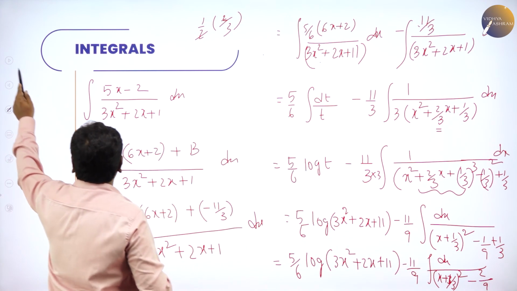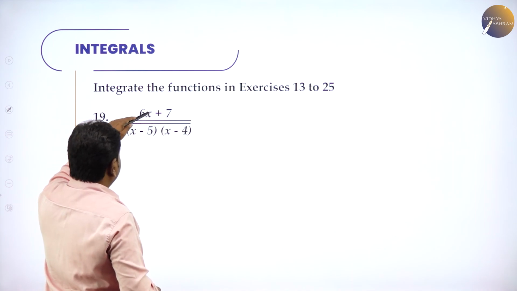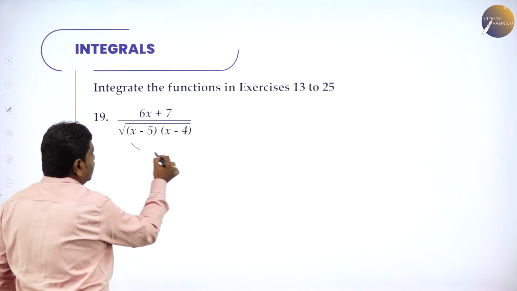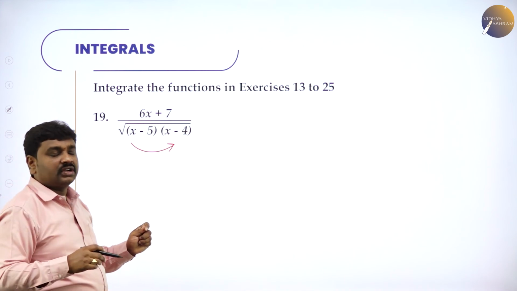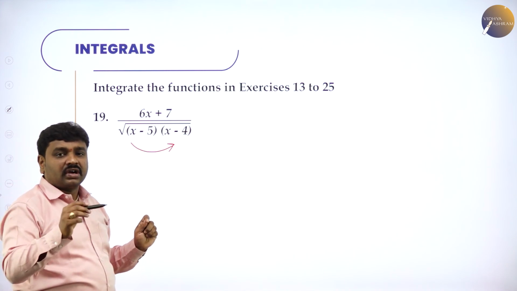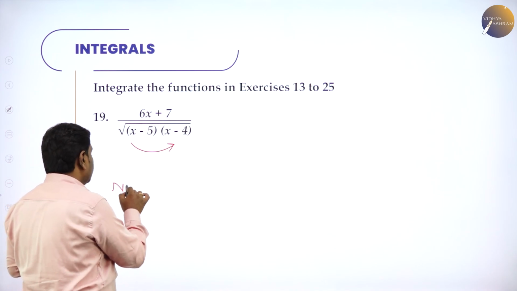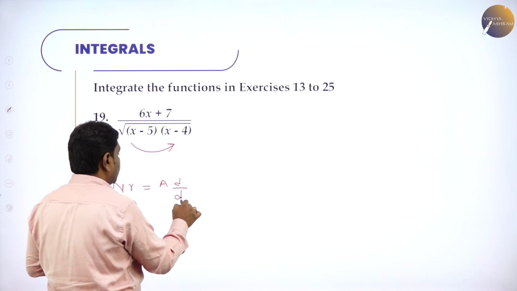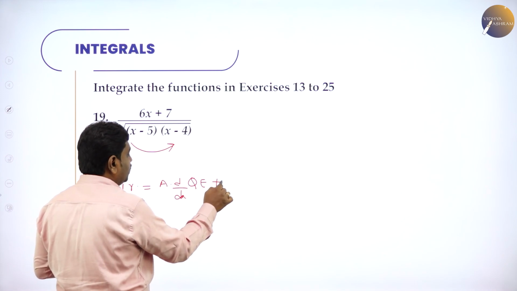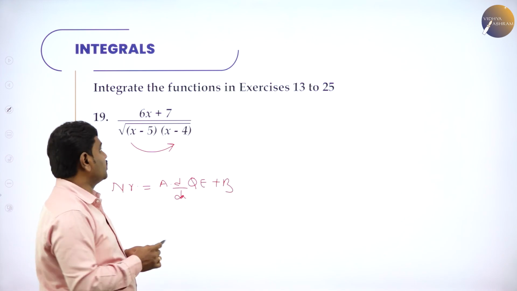You can do it. Next, 6x plus 7. Logic is simple. Multiply these two. When you multiply these two, it will become quadratic equation. Once it becomes quadratic equation, write numerator is equal to a into derivative of quadratic equation in the denominator plus b, and do method of comparison and simplify.